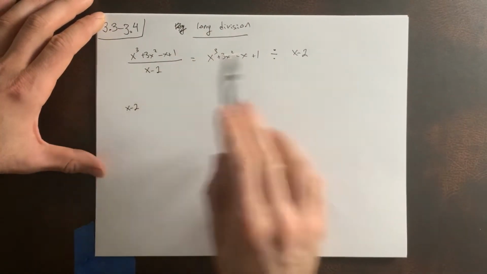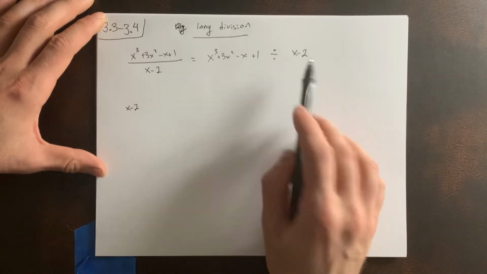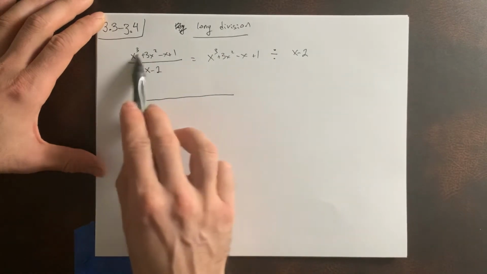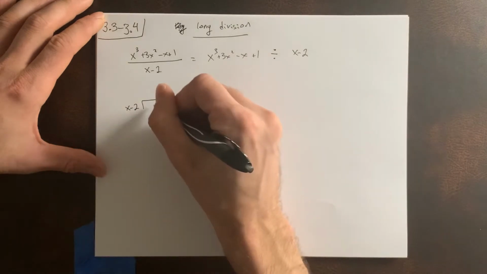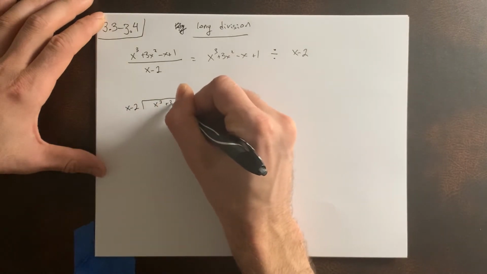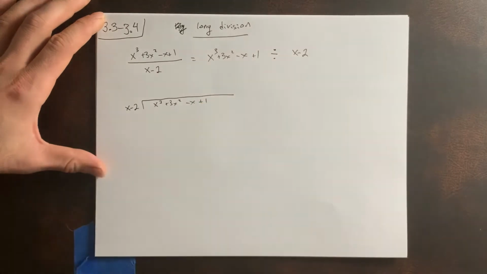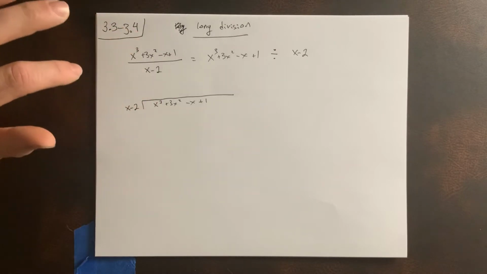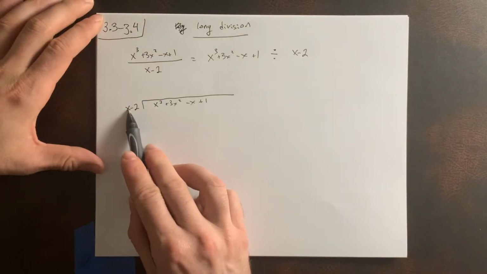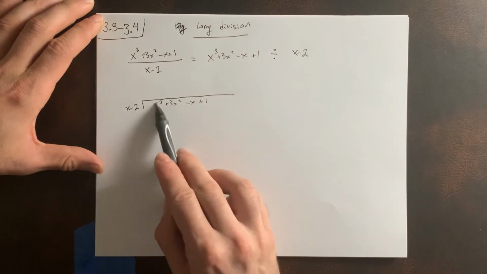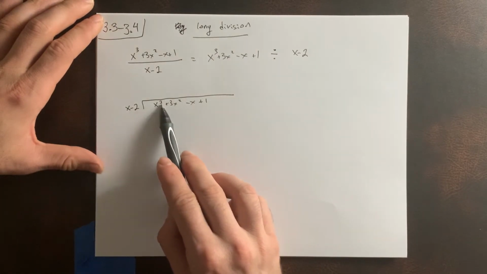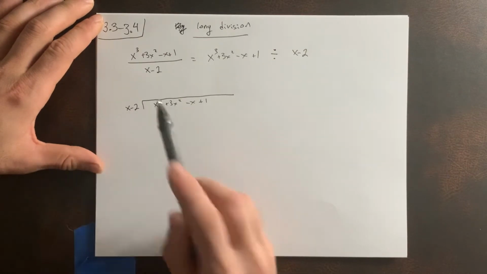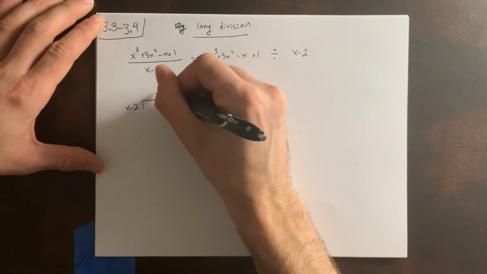We write the bottom, or if it's written in this form, the thing over here, put a division symbol, and then write the thing on the top inside here: x cubed plus 3x squared minus x plus 1. Now there's a series of steps that we repeat until we're done. We look at the first piece, x, and the first piece over here, x cubed. What do we need to multiply x by to turn it into x cubed? That's x squared, and we put that on top.